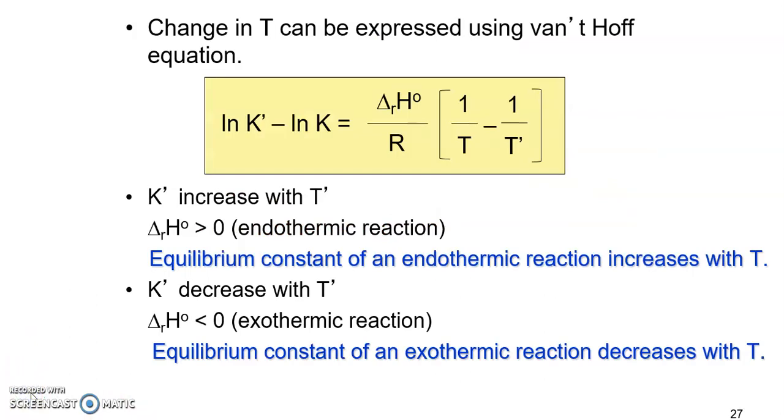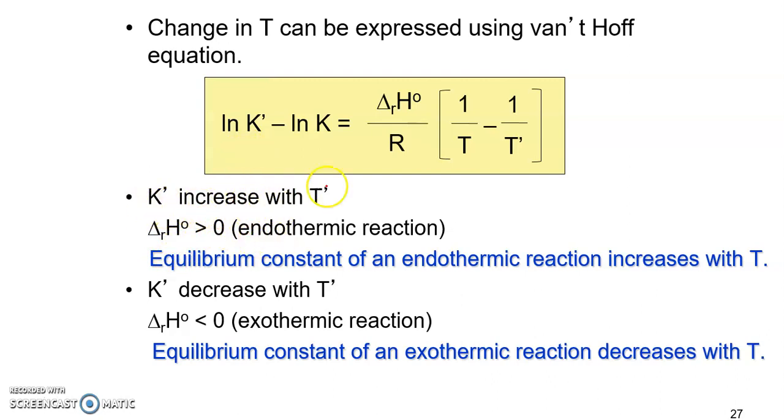So let's try to prove it with our equation. For the change in T, we will use the van 't Hoff equation to express the equilibrium constant for our reaction. So we have ln K' minus ln K equal to minus ΔrH° over R, and in brackets, 1 over T minus 1 over T'. From this equation, we can state that K' will increase with T', and the ΔrH° will be more than 0.